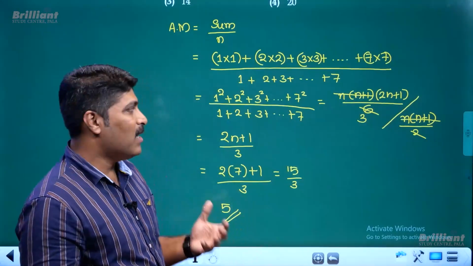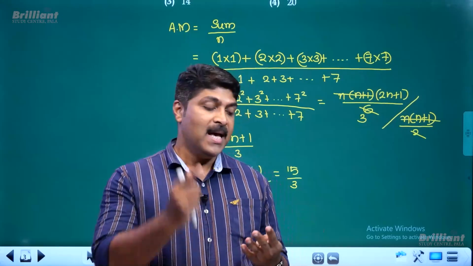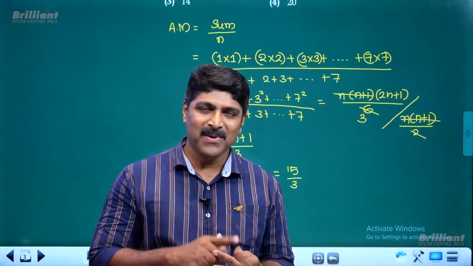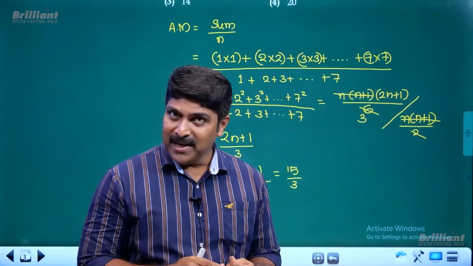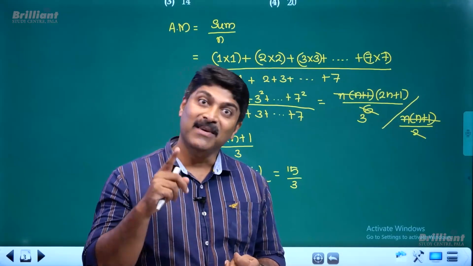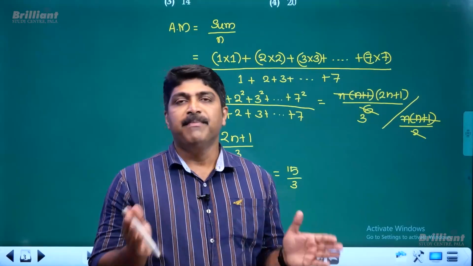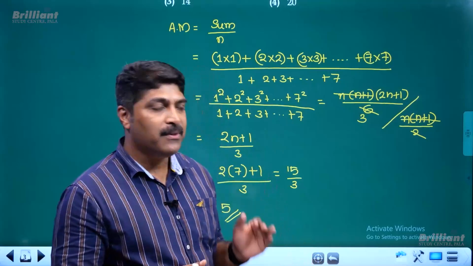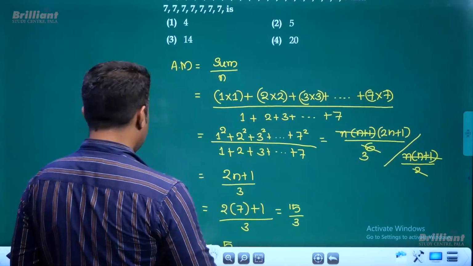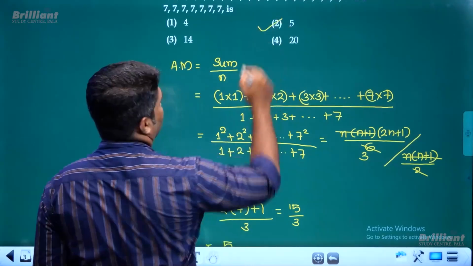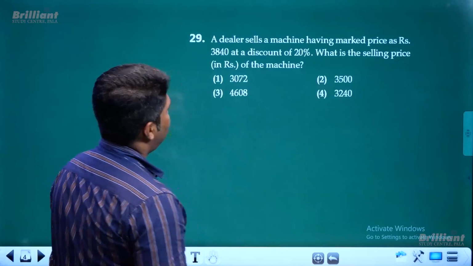You just remember those summation results. Sum of first n natural numbers, sum of first n odd natural numbers, sum of first n even natural numbers, natural squares, odd natural squares, even natural squares, then similarly cubes also. That's very important. You may get questions related to those concepts. So here we can conclude our answer is option 2, that is 5. Clear? So now we can move to the next question.